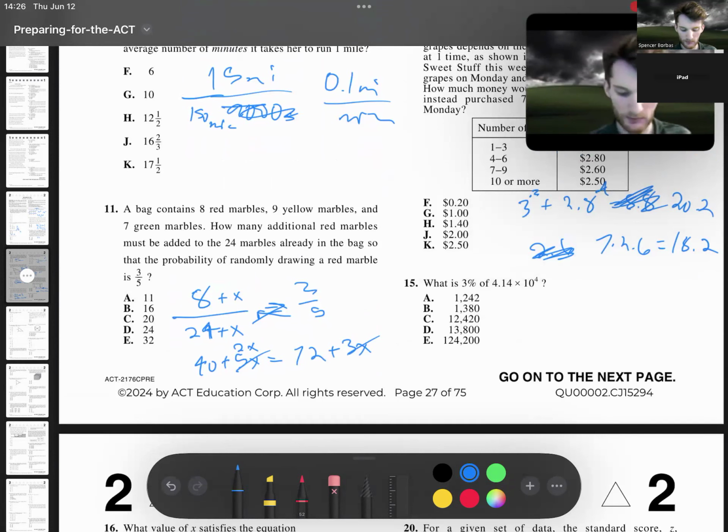3% of 4.14 times 10 to the 4. Okay, so that's like 3e negative 2. Or I could just put it in my calculator. 3e negative 2 times 4.14e4. Yes, I have 1,242, which is A.